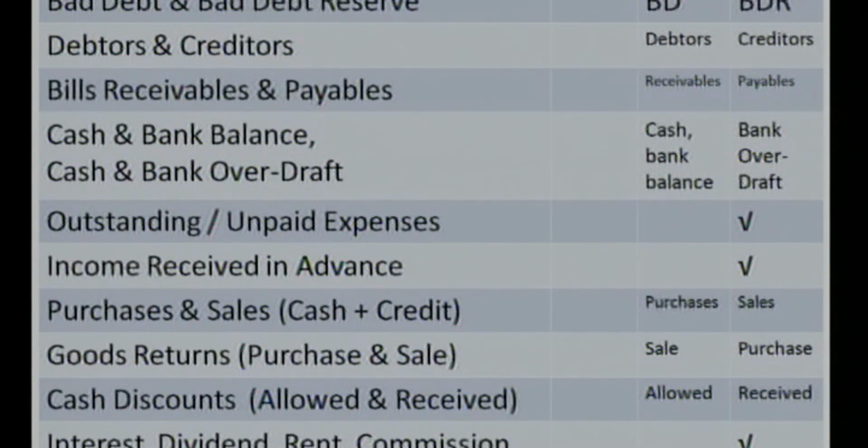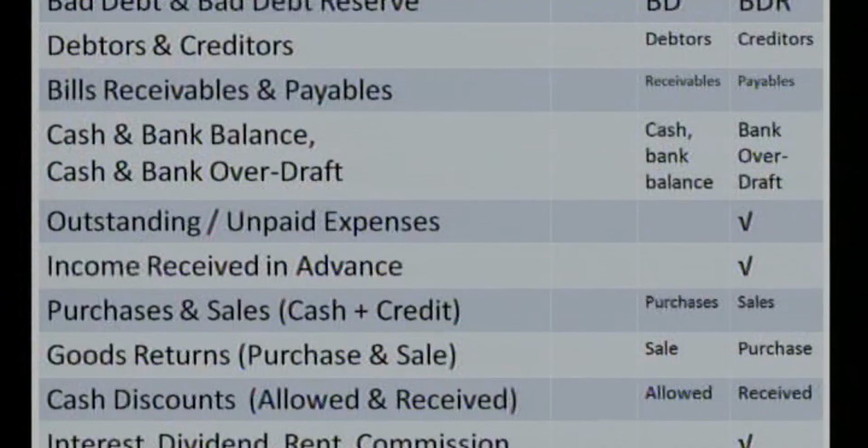Next one, bad debt and the bad debt reserve. Bad debt is the actual loss, so it bears the debit balance. But bad debt reserve, again we have made the provision for the doubtful debt, and that from the profit of the business, so it bears the credit balance. Next one, debtors and the creditors.